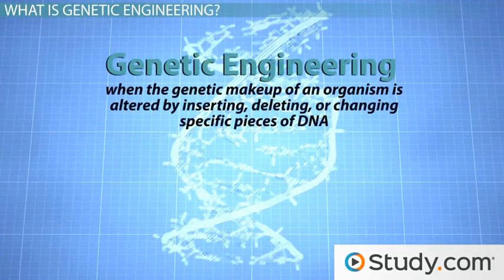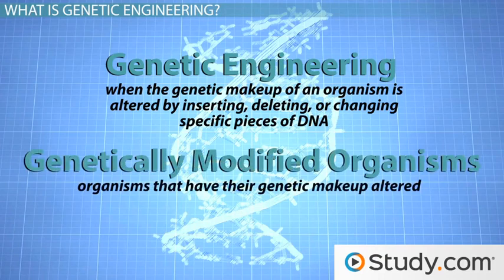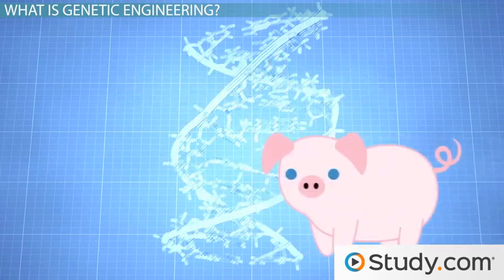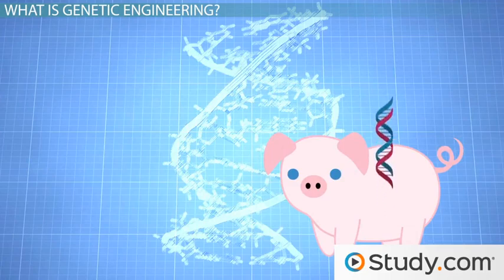Genetic engineering is when the genetic makeup of an organism is altered by inserting, deleting, or changing specific pieces of DNA. When conducting genetic engineering, the organisms that have their genetic makeup altered are referred to as genetically modified organisms, or GMOs for short. During the process of genetic engineering, a piece or several pieces of DNA are altered to change a characteristic about the organism.